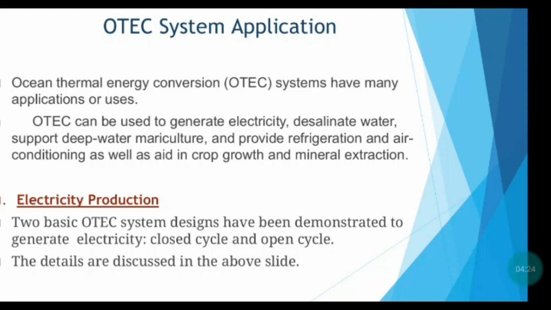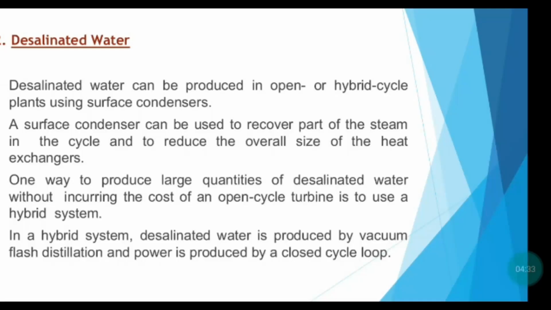Electricity production. The two basic OTEC system designs that have been demonstrated to generate electricity are the closed and the open cycle. Desalinated water can be produced in open or hybrid cycle plants using surface condensers. A surface condenser can be used to recover part of the steam in the cycle and to reduce the overall size of the heat exchangers. One way to produce large quantities of desalinated water without incurring the cost of an open cycle turbine is to use a hybrid system. In a hybrid system, desalinated water is produced by vacuum flash distillation and power is produced by a closed cycle loop.